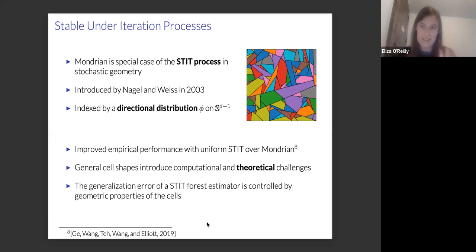Before I actually state any of the results, I would like to take us a little bit more into stochastic geometry land, and give you a brief overview of what viewpoint we brought in and what tools we use to study the error of these random forests.